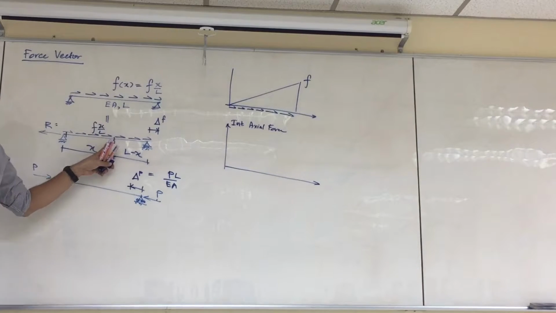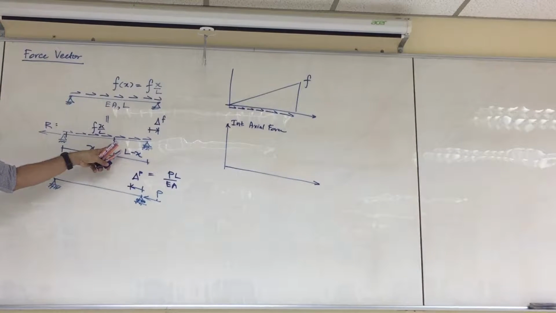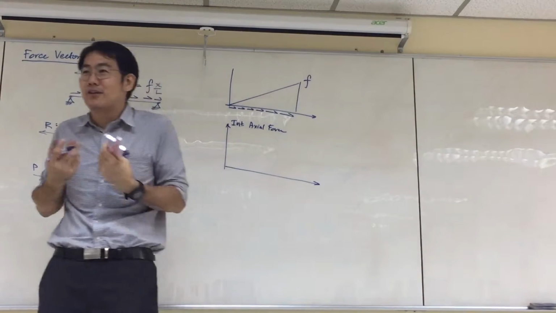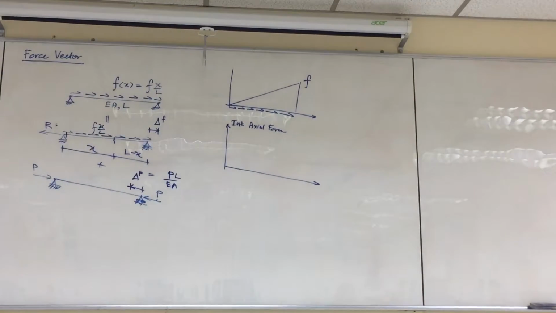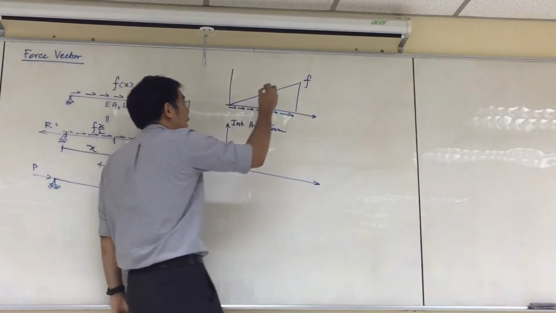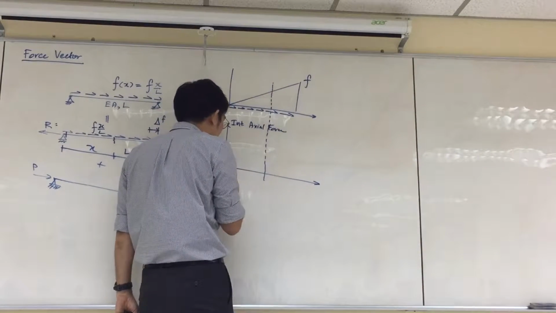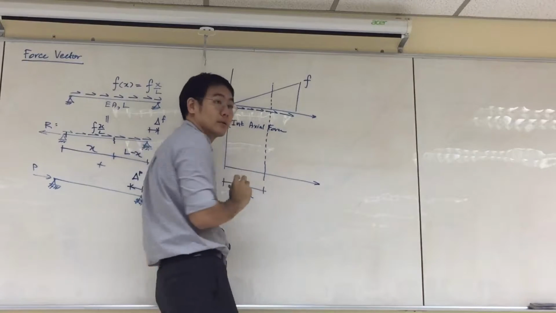So you consider this system, this structure. If you take a cut, when you want internal force, you take a cut on the structure. That is general. Bending moment, internal force, you take a cut. So you cut wherever you want, and that point will be X.